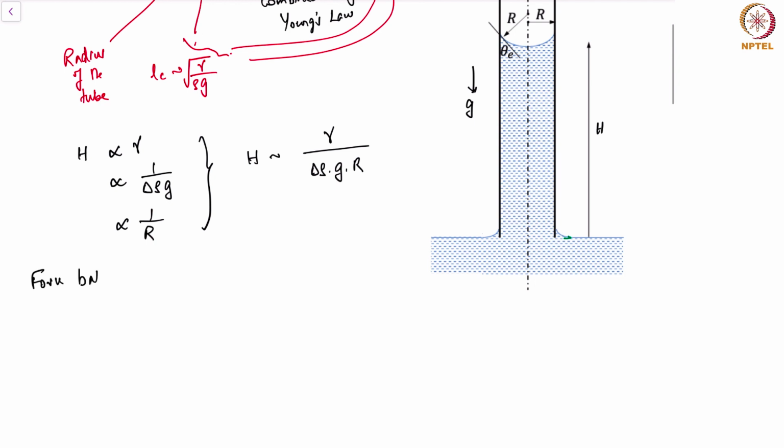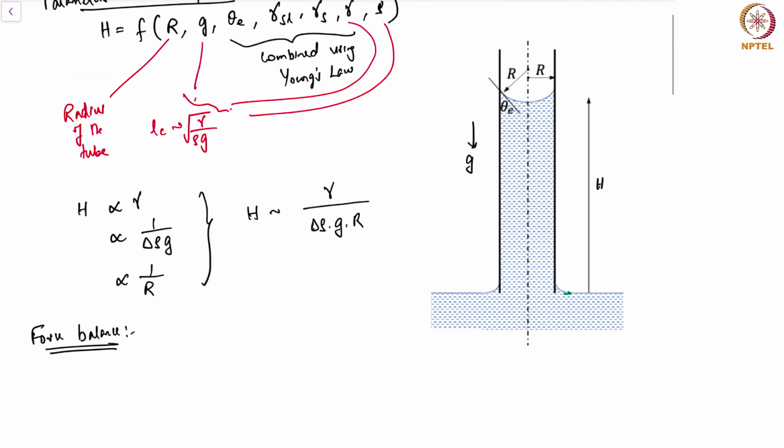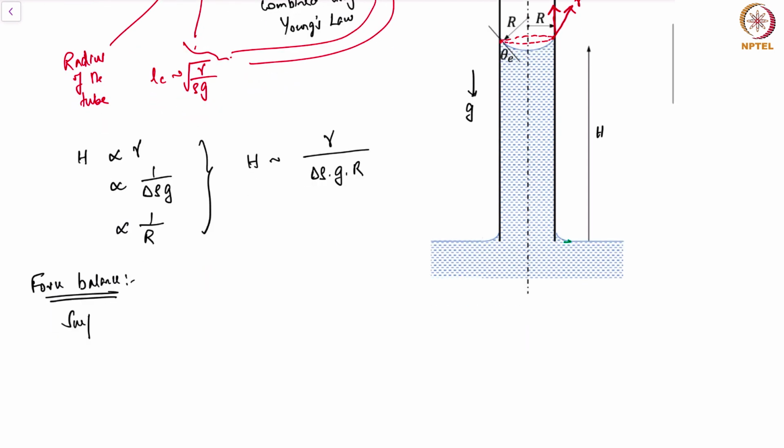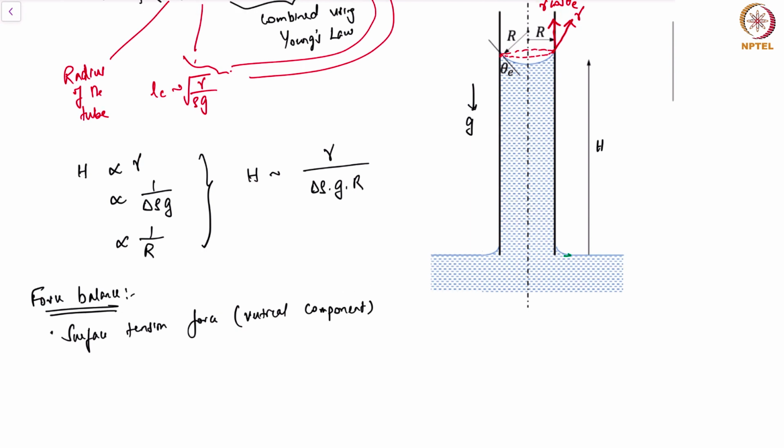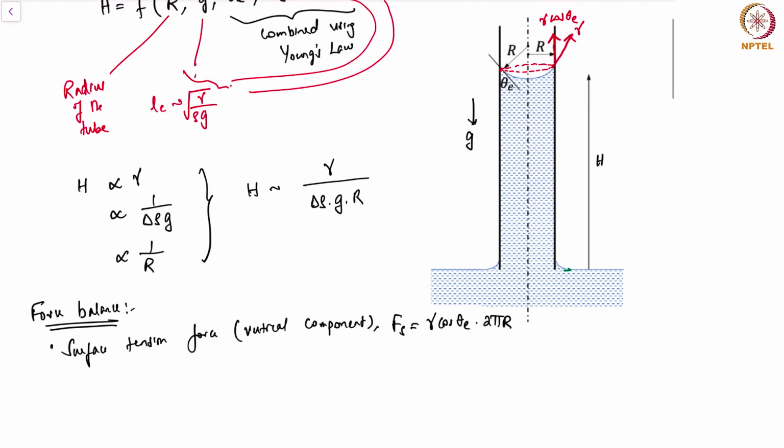Let's do a force balance. The idea of the force balance is we have a contact line here, and we have a surface tension gamma, and the vertical component of the surface tension force would just be gamma cosine of theta e. The surface tension force, vertical component, we'll call it Fs, and this would be gamma cosine of theta e. That's the surface tension force, and we have to multiply it by the length over which it's acting. That will be a circle of 2 pi r.